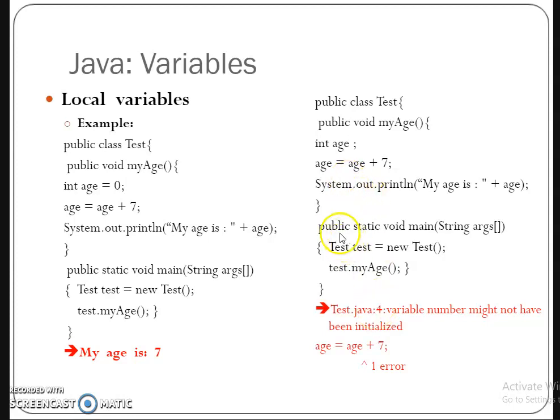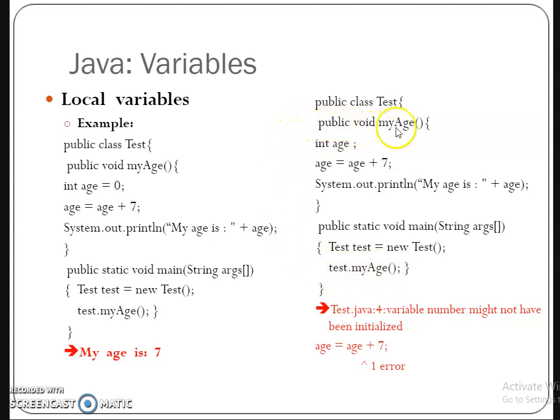Here in this program, public static void main, for the class Test, a test object is created by using the new keyword. The default constructor is called once, and then by using the object test, the method myAge is called. After this statement is executed, it goes back to this method.